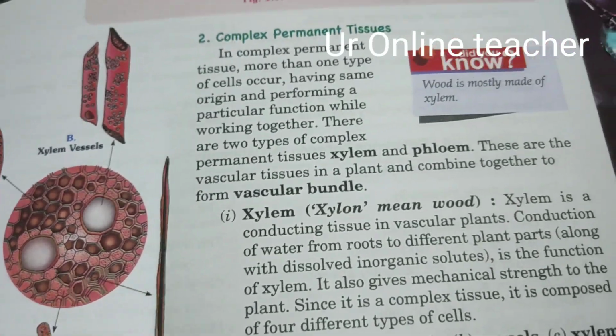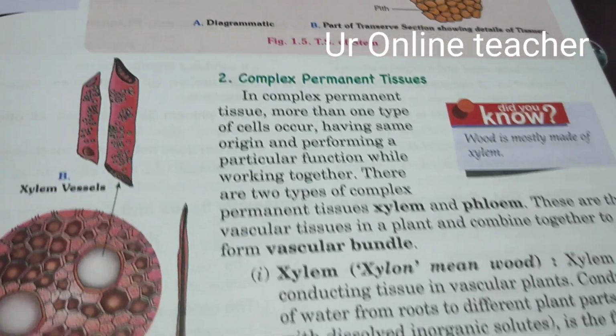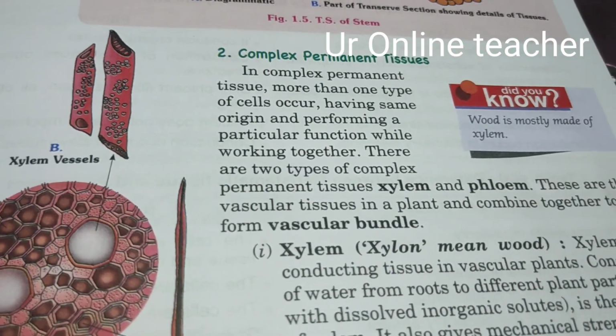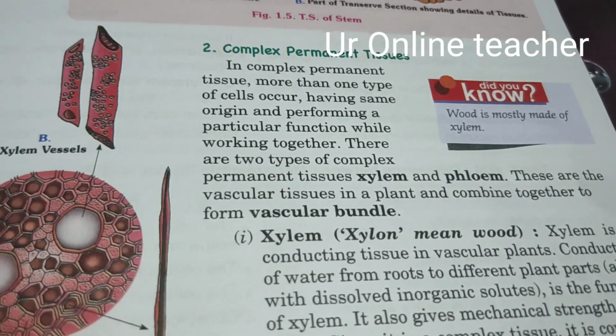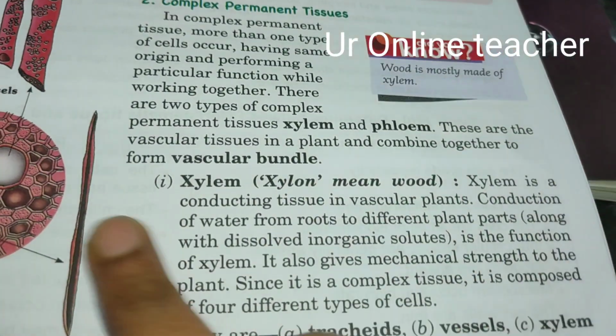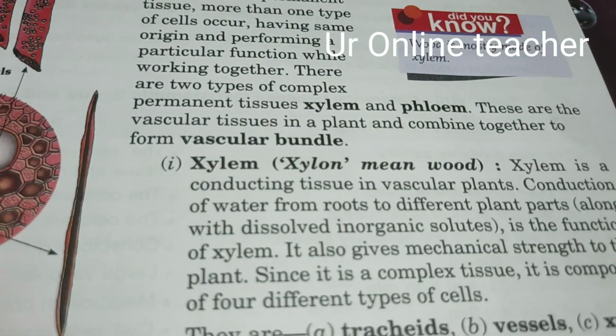Next is complex permanent tissue. In complex permanent tissues, more than one type of cells occur. So having the same origin, it also performs a particular function while working together. There are two types of complex tissues, xylem and phloem. So they are called vascular bundles. They are also called vascular tissues.